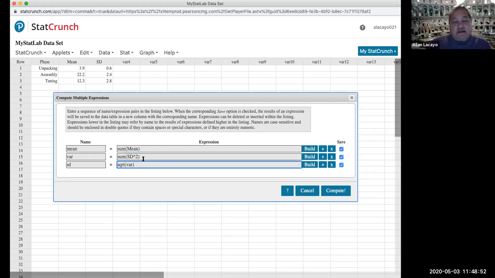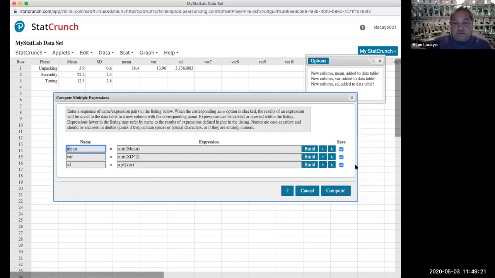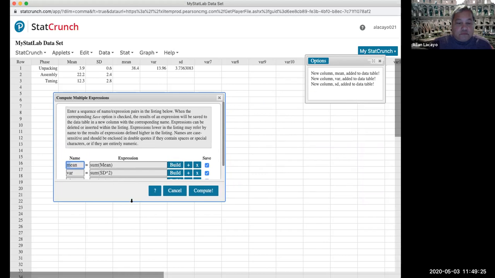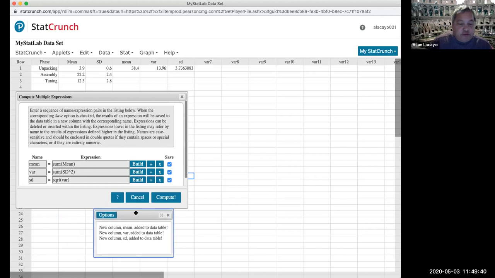So I separated the second calculation into two parts. I separated the square rooting and the adding. This second equation here requires that the three components of assembling, unpacking, and tuning be independent from one another. Okay, so when you hit compute, you'll see three more calculations there in your data table. And those three come from here. So after you hit compute, you will see three new columns added.